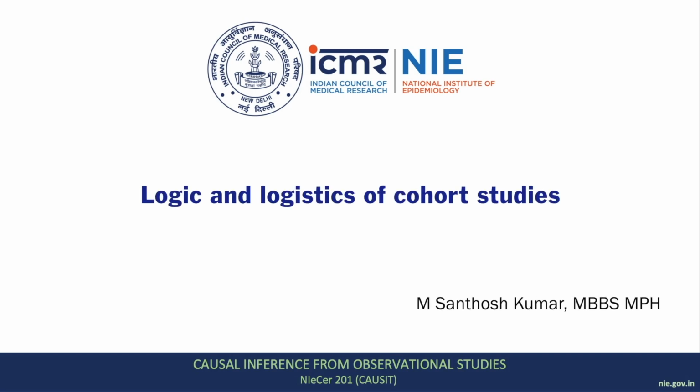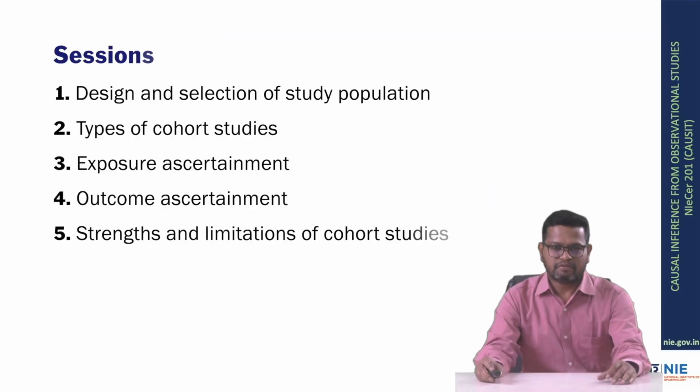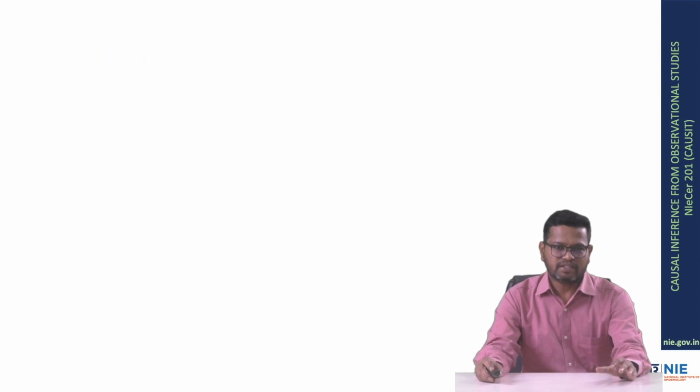Hello and welcome to ICMR NIE's online course on causal inference from observational studies, NICER 201. In this topic, I will be talking about logic and logistics of cohort studies. I will be covering this topic in 5 sessions: design and selection of study population, types of cohort studies, exposure and outcome ascertainment, and finally, strengths and limitations of cohort studies.